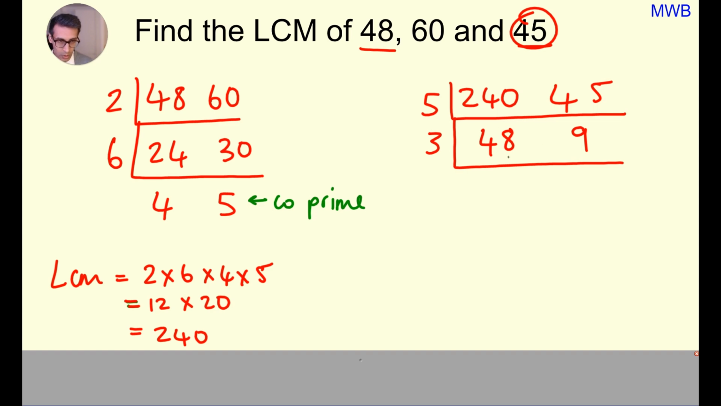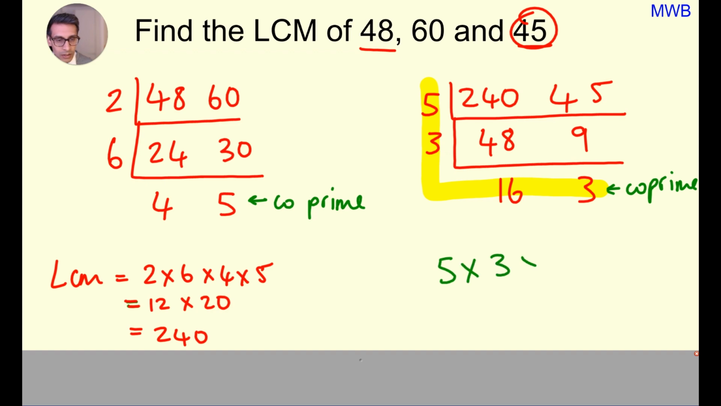Since 4 plus 8 is 12, that's in the 3 times table. So 48 divided by 3 is going to give you 16. And 9 divided by 3 is 3. 3 and 16 are coprime. So we stop here. Now we're going to highlight, because of the LCM, it's the L shape here. So this is going to be 5 times 3 times 16 times 3.